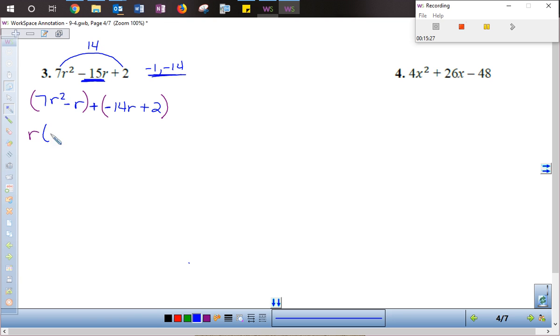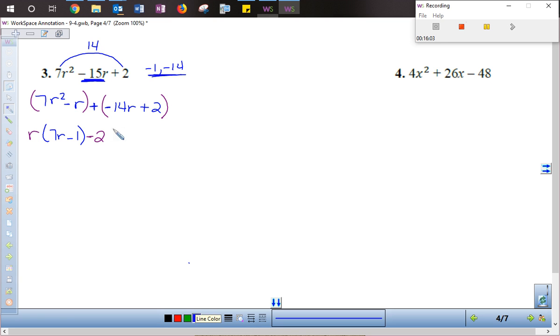So 7r squared divided by r gives me a 7r, and negative r divided by r gives me a negative 1. Now on my second binomial, if you'll notice here, my first term is negative. When that happens, you need to factor out a negative number because we never want that first term to be negative. We always want it to be positive. So we want to find the GCF between 14 and 2, which is 2, but instead of factoring out a positive 2, I want to factor out a negative 2 to make that negative sign go away.